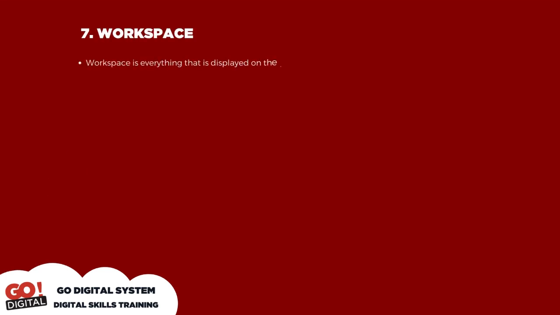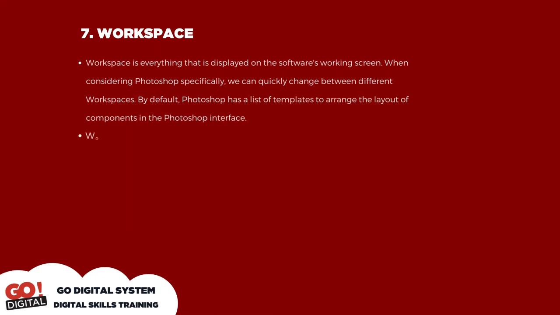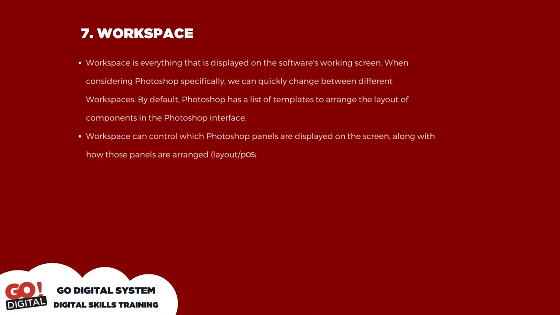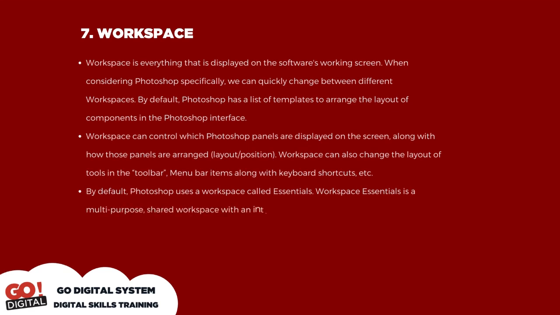7. Workspace. Workspace is everything that is displayed on the software's working screen. When considering Photoshop specifically, we can quickly change between different workspaces. By default, Photoshop has a list of templates to arrange the layout of components in the Photoshop interface. Workspace can control which Photoshop panels are displayed on the screen, along with how those panels are arranged, layout/position. Workspace can also change the layout of tools in the toolbar, menu bar items along with keyboard shortcuts, etc.